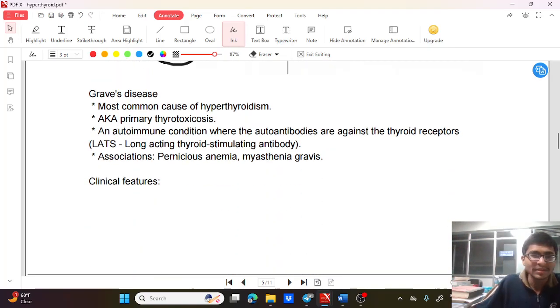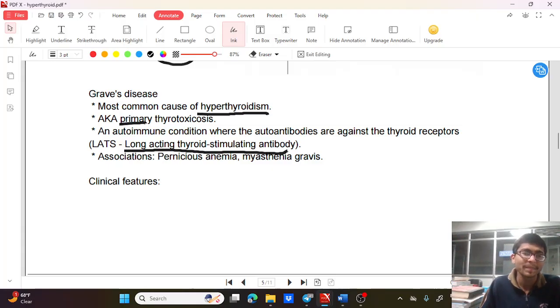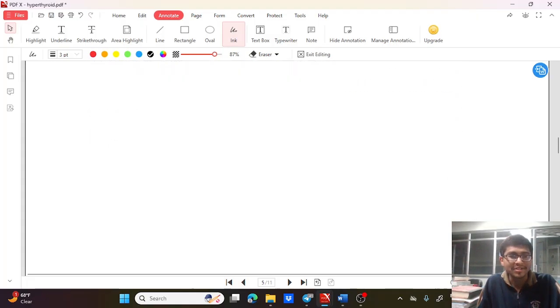Now coming to Graves' disease, which is the most common cause of hyperthyroidism, also known as primary thyrotoxicosis. It is caused by antibodies against the thyroid receptors, an autoimmune condition where self antibodies act against the receptors. There will be LATS, that is long acting thyroid stimulating antibody, causing increase in thyroid hormones, and it is associated with pernicious anemia and myasthenia gravis. These both are also autoimmune conditions.